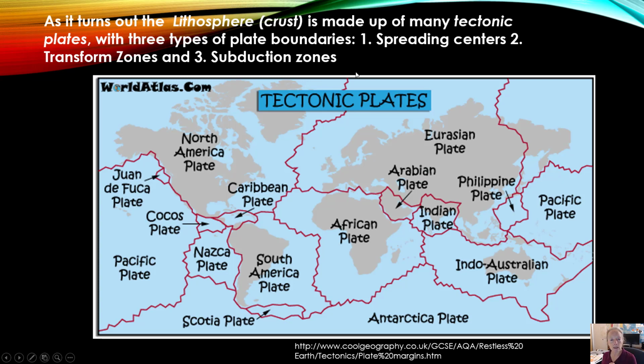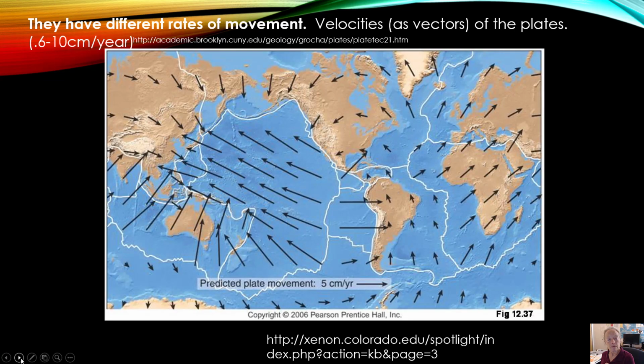The boundaries are these red lines that mark the boundaries between plates. So at these plate boundaries, you can be spreading apart. They're called spreading centers. They can be coming together at subduction zones, and they can be sliding past each other at transform zones. We will start, and they are also moving at different speeds.